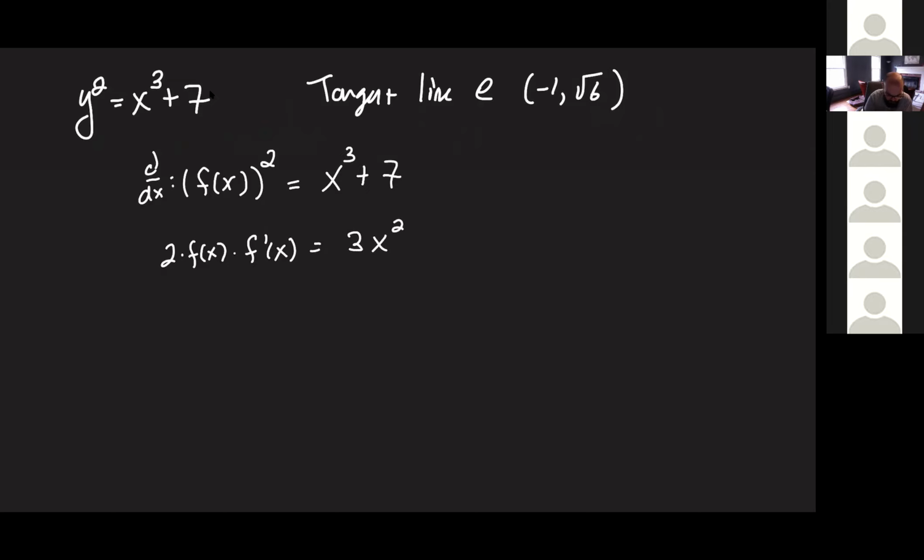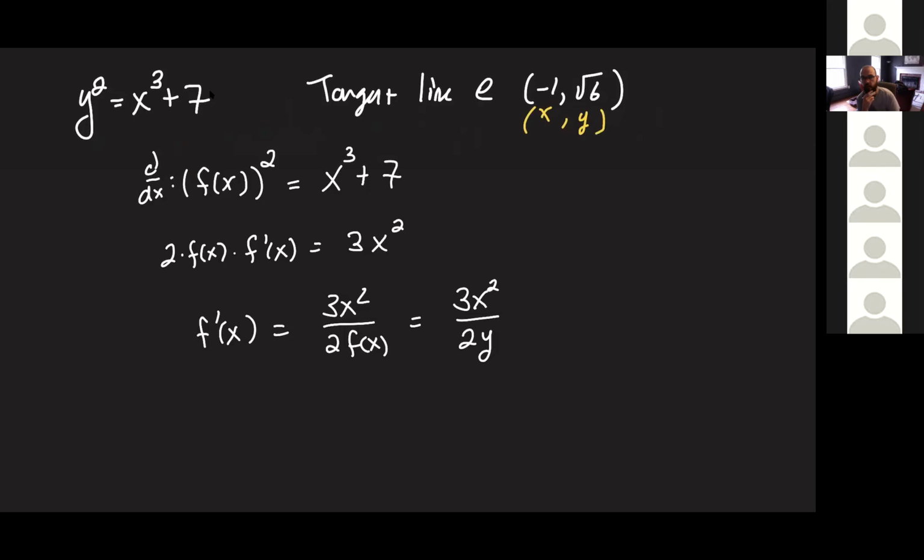And then solving for f prime of x, you get f prime of x is 3x squared over 2f of x. Or you can think about this as 3x squared over 2y. So sometimes it's helpful to go back and recall that, hey, that f of x is really our y. And so when we think about plugging in values, finding our slope, remember that this is our x, y up here. And so our x value is -1. Our y value is square root of 6.